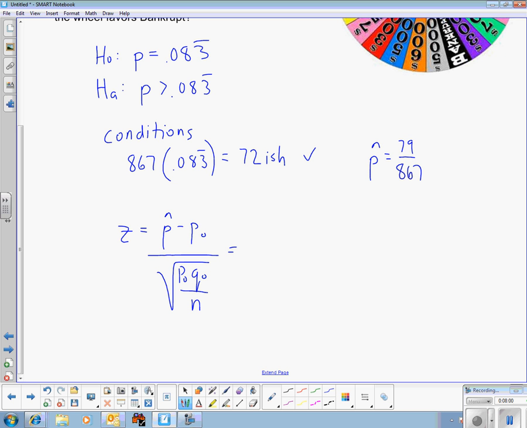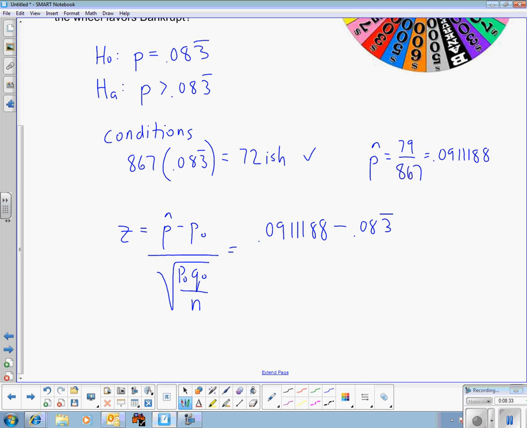Okay, so let me divide that. 79 divided by 867 is 0.0911188. All right, so there's nothing wrong with carrying out those decimal points. Minus P naught, the claim is that this should happen if it is in fact random, 0.083 repeating.